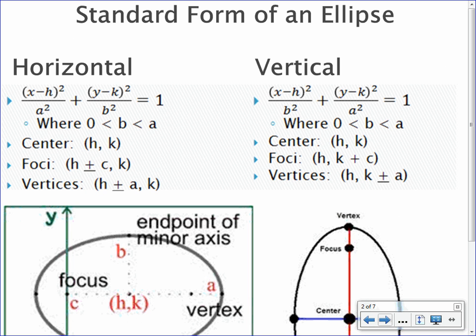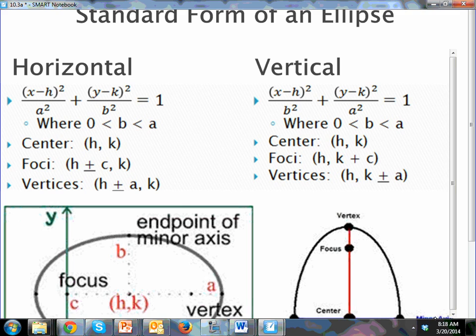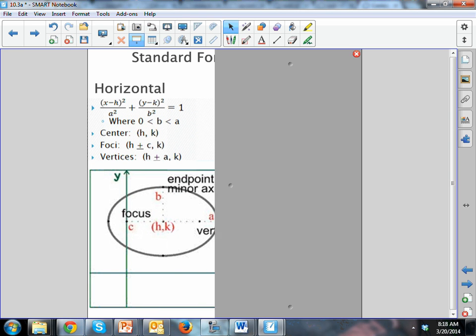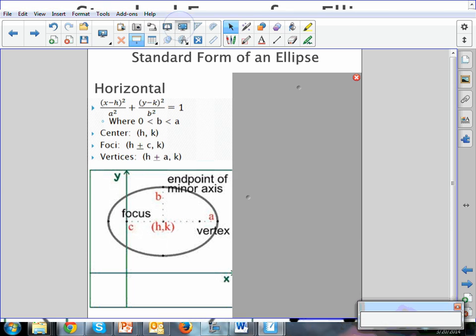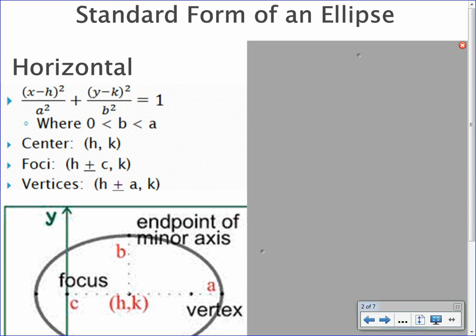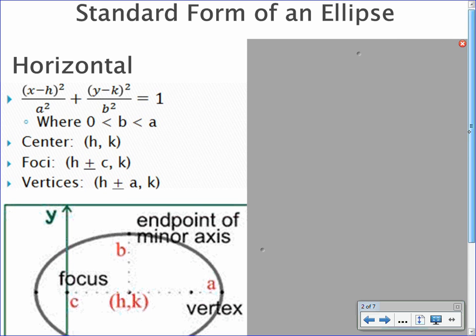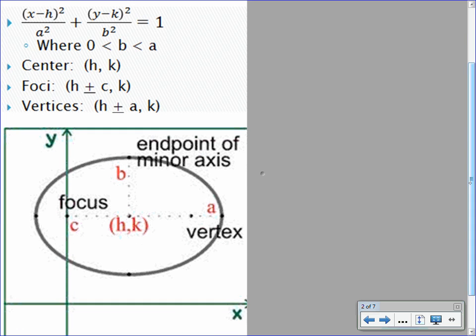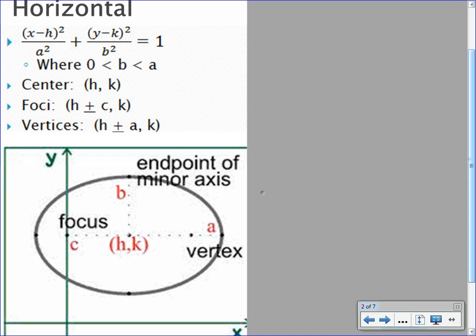Okay. So let's talk about a horizontal one first. We're going to talk about standard form of an ellipse. It is horizontal if our major axis is horizontal, so it's longer horizontally. Okay, so here we go: (x minus h) squared over a squared plus (y minus k) squared over b squared equals 1. It must equal 1.